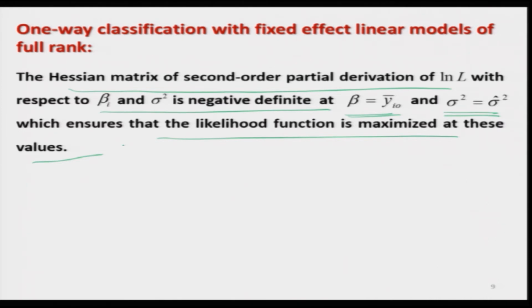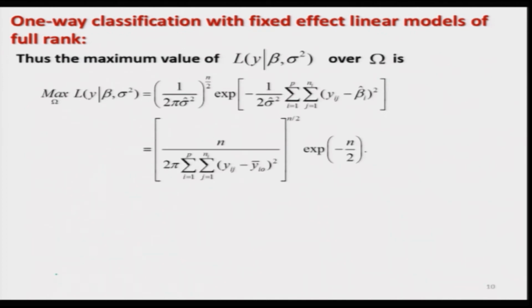Right. So, now we have obtained the values of the maximum likelihood estimates for beta I and sigma square under capital omega. So, now we can substitute these values of beta I and sigma square in the likelihood function, and since they are the maximum likelihood estimators, the value of the likelihood function obtained after substituting beta I by beta I hat and sigma square by sigma square hat is going to give the maximum value of the likelihood function over the capital omega.